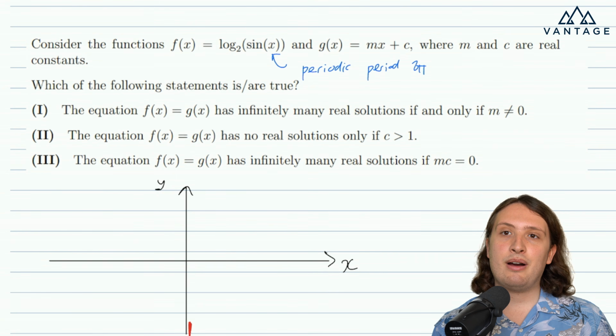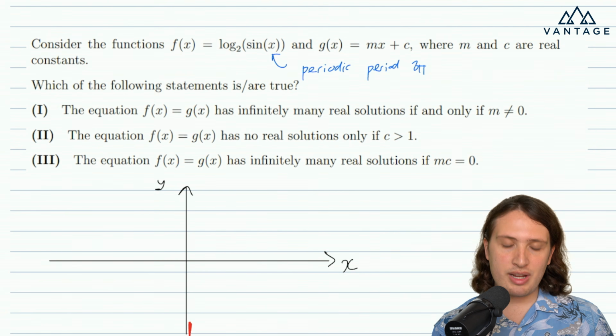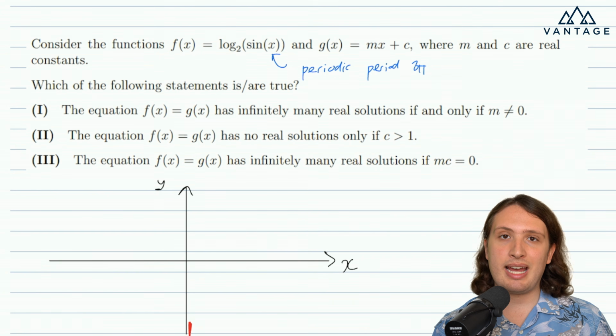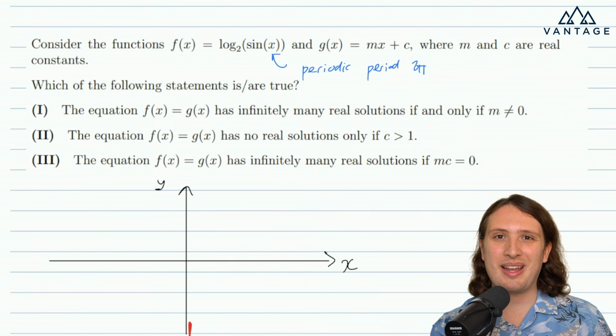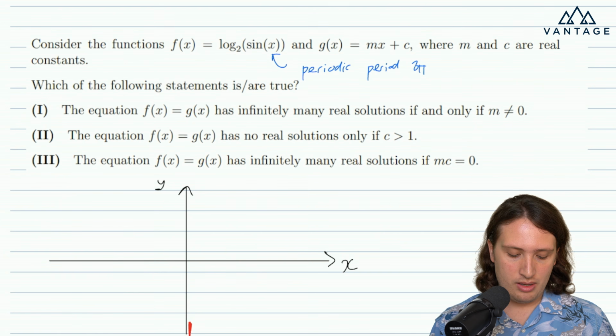Okay, now, as x varies from 0 to pi by 2, sine is going to increase. So it's going to increase from 0 up to 1. Now, when I feed a logarithm a number between 0 and 1, I'm going to get something negative until I actually put 1 in, at which point I'm going to get 0 out because log base 2 of 1 is actually 0. So I know that by pi by 2, I've increased up to a value of 0.